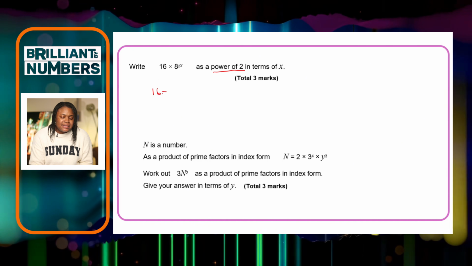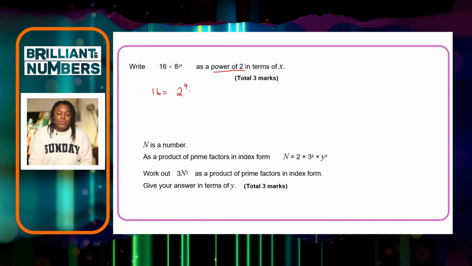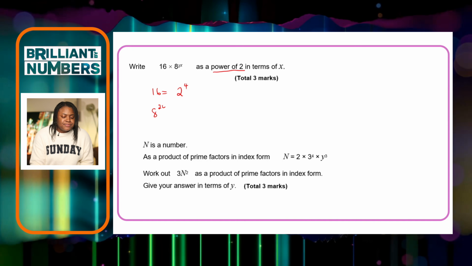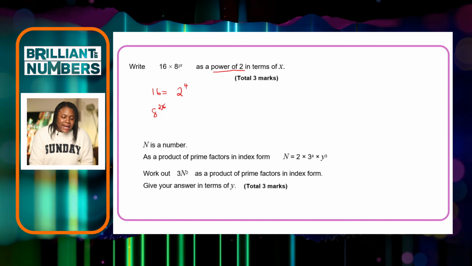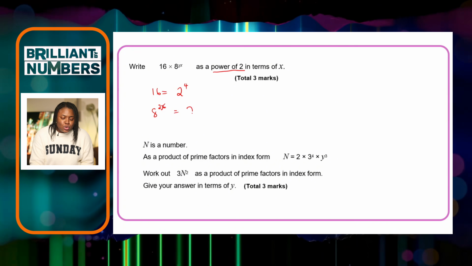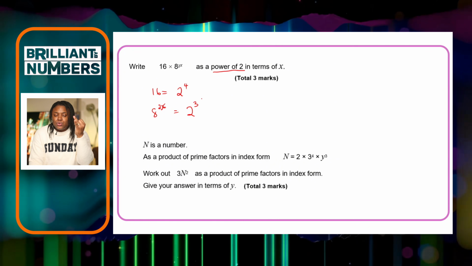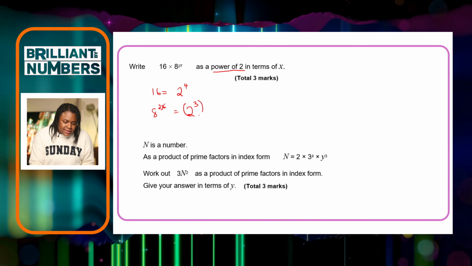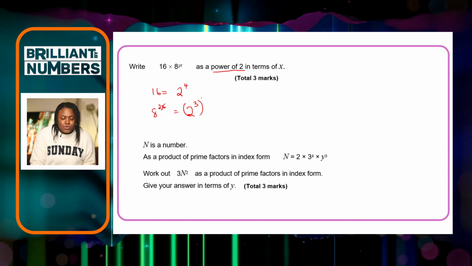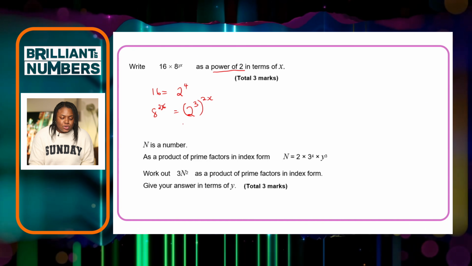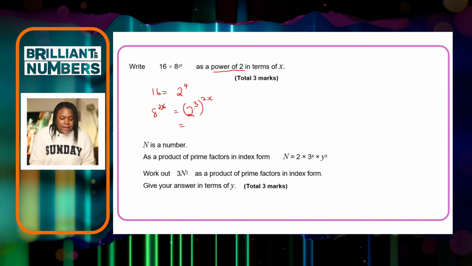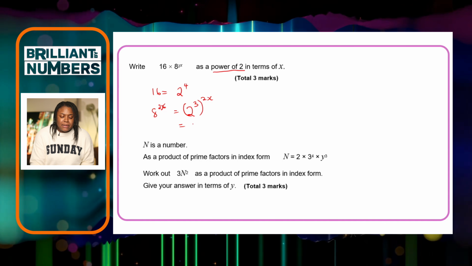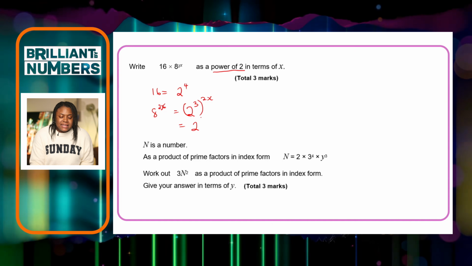So 16 is equal to 2 to the power of 4. So now that's in base 2. We're going to write 8 to the power of 2x as a power of 2 as well. So 8 in itself, 8 is 2 to the power of 3. 2 times 2 is 4. 4 times 2 is 8. So this is now 8. But 8 was also written to the power of 2x. So to simplify 8 to the power of 2x, remember, laws of indices says when we have a power to a power, we times them. So 3 times 2x is 6x.